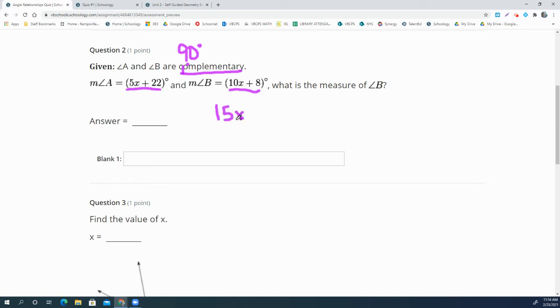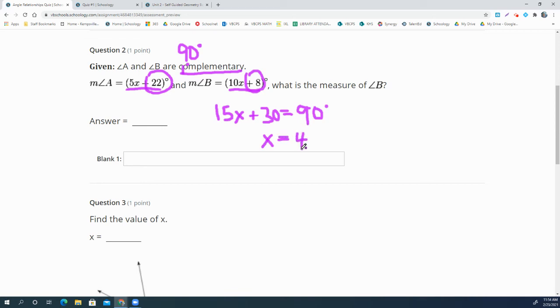And some of you like to write out all of this, and some of you like to just do it in your head. Either way works for me as long as you get the right answer. So in geometry, you need to show enough work to get the right answer. So plus 22 and plus 8 make plus 30. And like so many of you said, complementary means 90, so we're going to set that equal to 90 degrees. Okay, so I'm going to subtract and divide, and I think x equals 4. Can somebody correct me if I'm wrong? Does x equal 4?